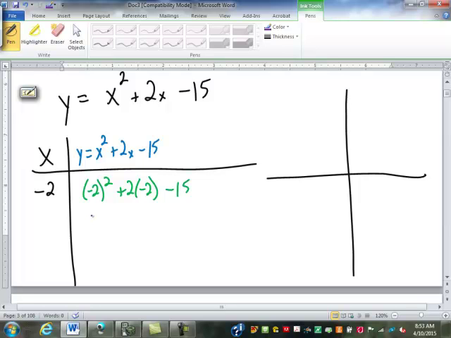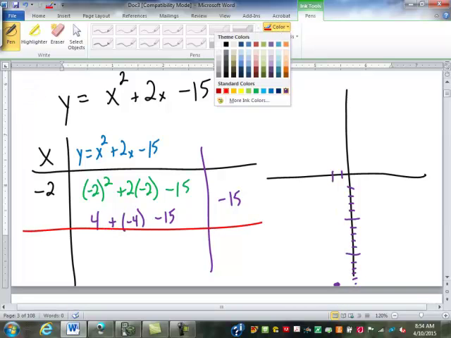It's 4, right? Any number squared is positive, so -2 squared is a positive 4. 2 times -2 is -4, and then -15. So we have 4 plus -4, which is 0, minus 15 is -15. So we get that when x is -2, y is -15. So somewhere right there is where that point would be.